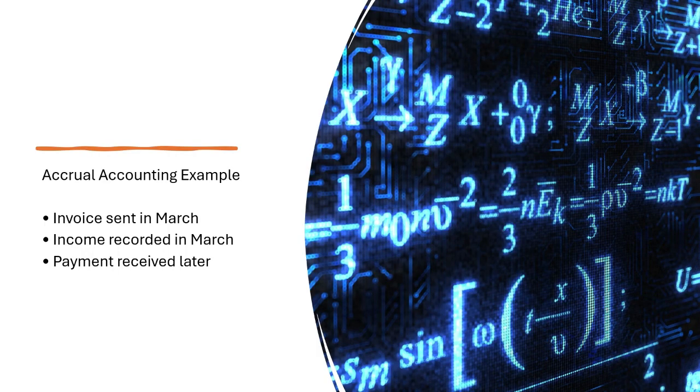Now, let's look at the other side for expenses. Let's say you receive a bill in March. That expense is recorded in March too, even if you pay it later. Unlike the cash method, where even though we may have received the bill in March and we didn't pay it till April, we record the expense in April, it's going to be a March expense under accrual. Once we receive that bill, we're going to record it right away.